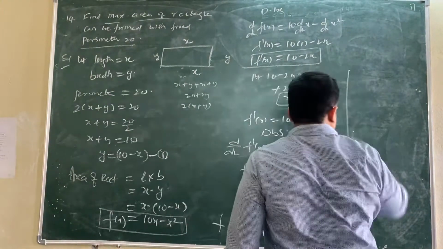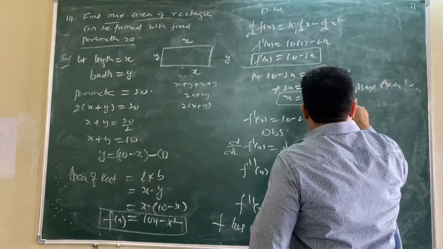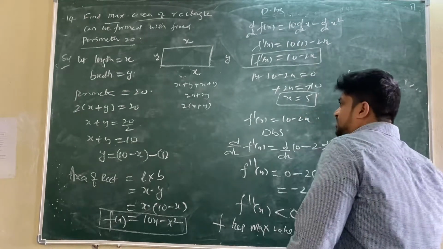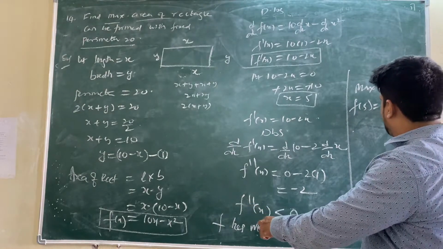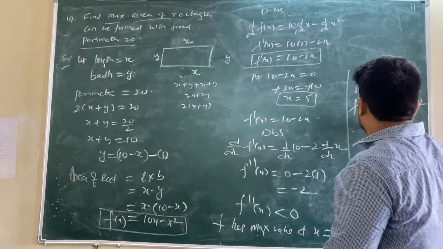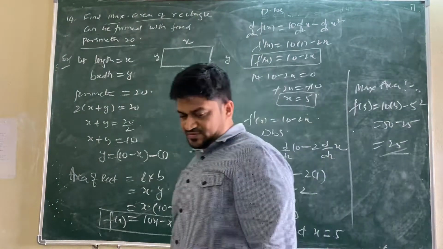Therefore, maximum area is f of 5. What is f of 5? F of x we have to take: 10 into 5 minus 5 square. 50 minus 25. How much? 25.